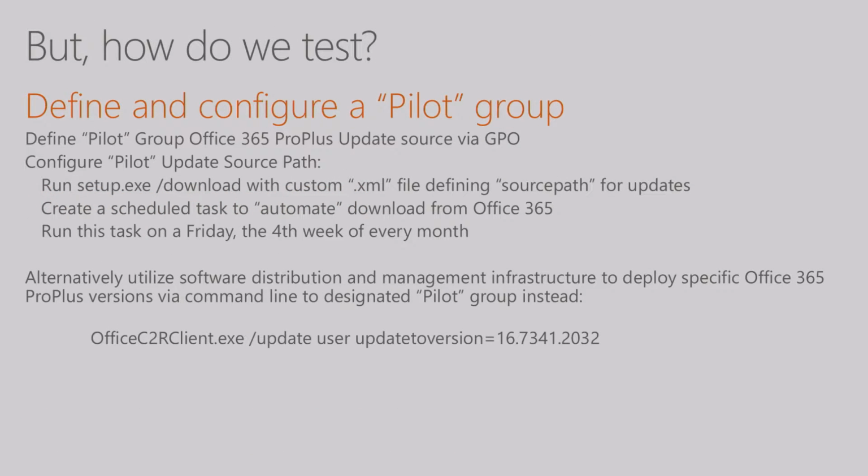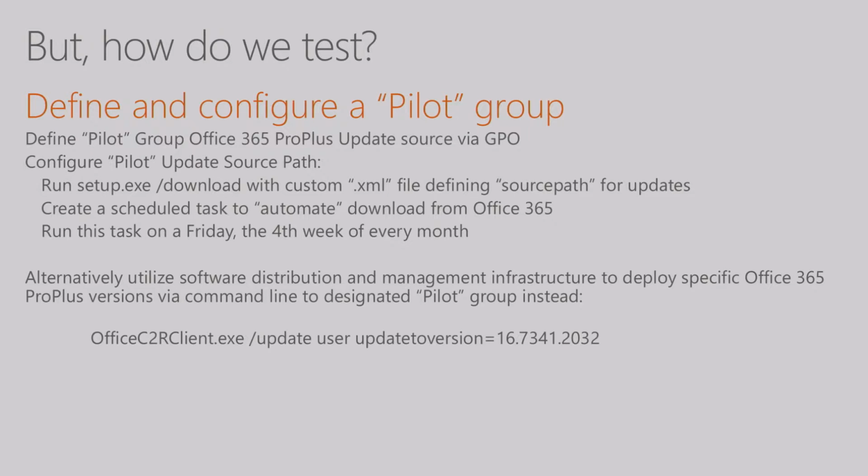So how do we test? Define and configure a pilot group. We can do this via GPO. We can configure a pilot update source path. We can run setup.exe /download, specifying a customized XML file with a customized build or source path. We can create scheduled tasks to automate that on, say, our test users.